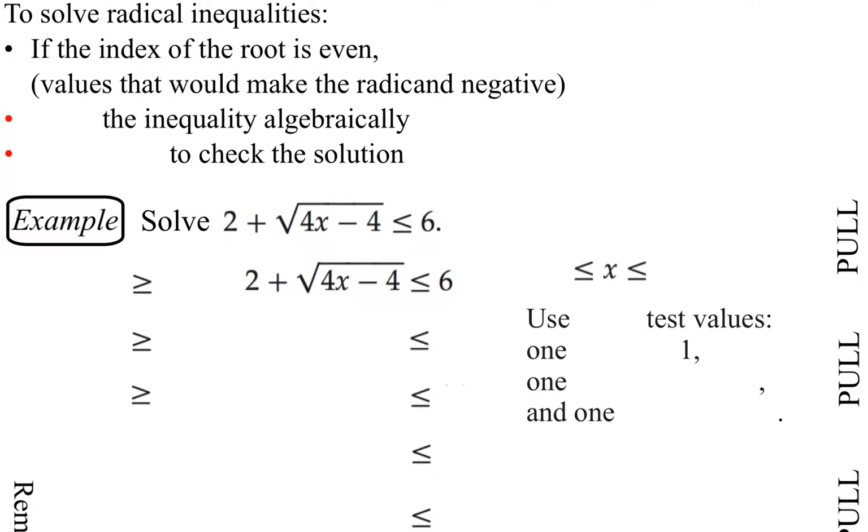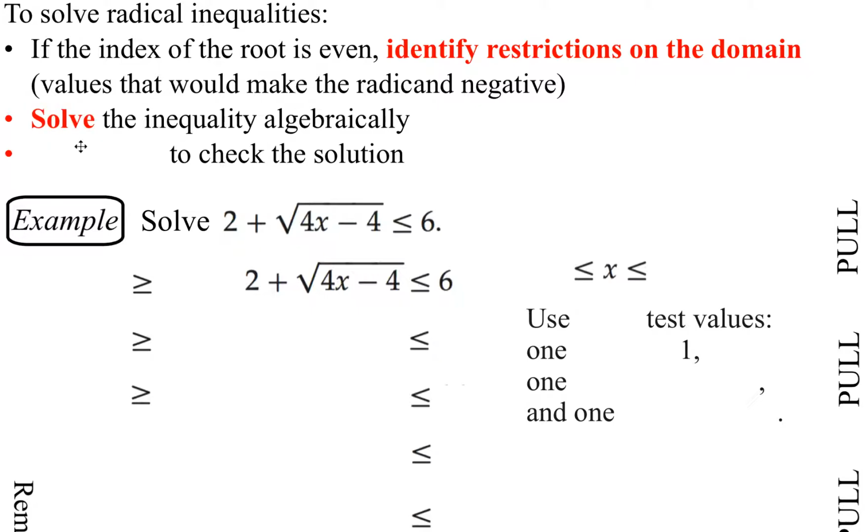Alrighty, inequalities. To solve our radical inequalities, we have a couple of steps to take. If the index or the power of the root is even, what we want to do is to identify any restrictions on our domain. Those are the values that would make what is underneath the radical negative. Remember, that has to be a positive value or else we have complex solutions, and we're not going to deal with those. We want real solutions. Then we're going to go ahead and solve the inequality algebraically as we normally do. And then lastly, we're going to go ahead and test some values to check our solution.